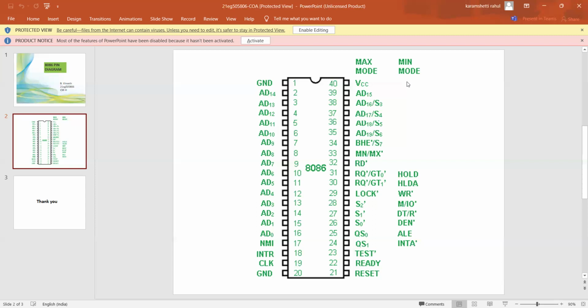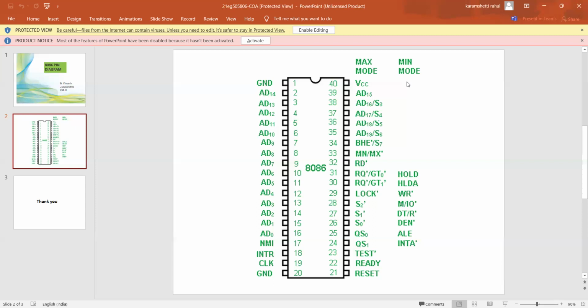ALE is an address latch enable. In the address data lines, when ALE is active high, address lines are active or enabled. INTA is an active low pin. When INTR and INTA pins are both active, then the INTR request can be serviced by the processor.